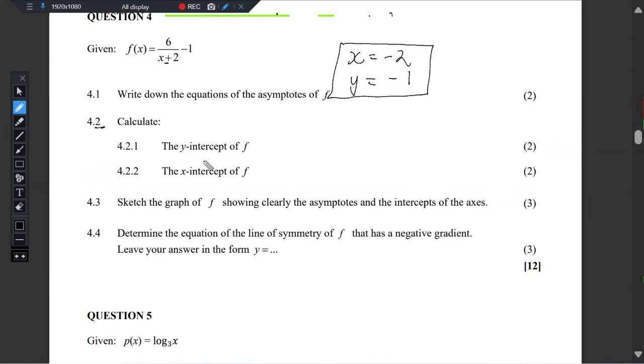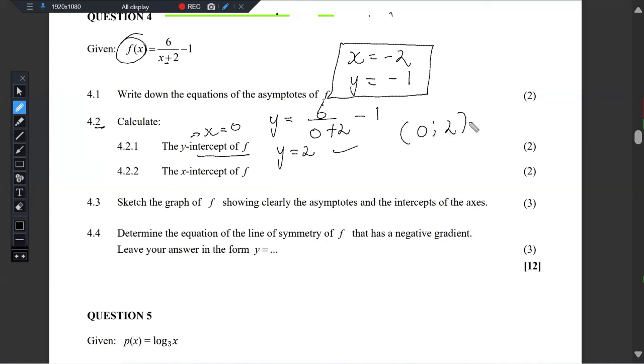Then 4.2 says calculate the y-intercept of f. We already know if we are looking for the y-intercept, then we make x 0, right? So that means y is equal to, I'm just going to replace my f of x by y, 6 over 0 plus 2, then minus 1. So 6 divided by 2 is 3. 3 minus 1 is 2. The y-intercept is y is equal to 2, right? They did not say write it in coordinate form, but if you wish, it's (0; 2).